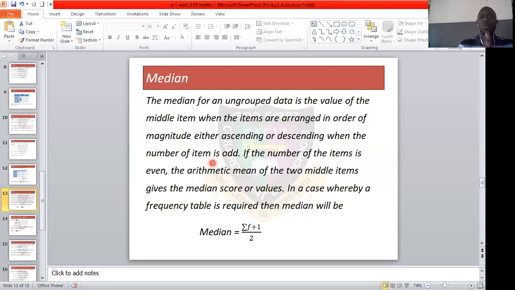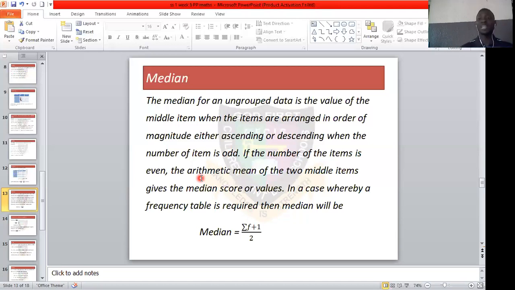But in the case when the number of items is even, you don't have one single number. You have a case of 1, 2, 3, 4. The middle numbers are 2 and 3. They fall in between. So how do you calculate that? You add the middle numbers together and divide by 2. You add the 2 middle numbers and divide by 2.